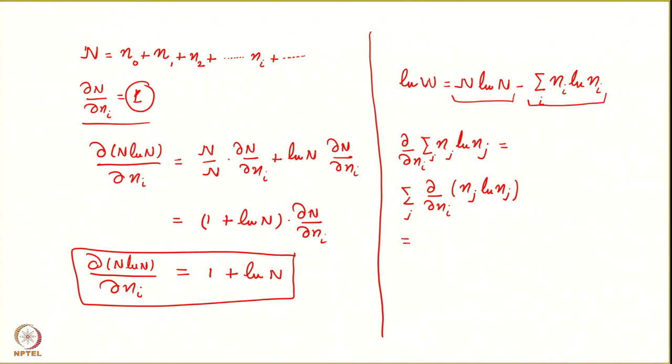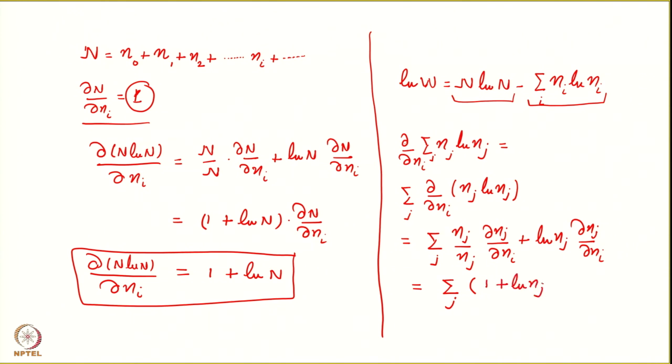Which is equal to summation j nj over nj del nj del ni plus log nj del nj over del ni, which is equal to summation j in place we have 1 plus log nj into del nj by del ni.